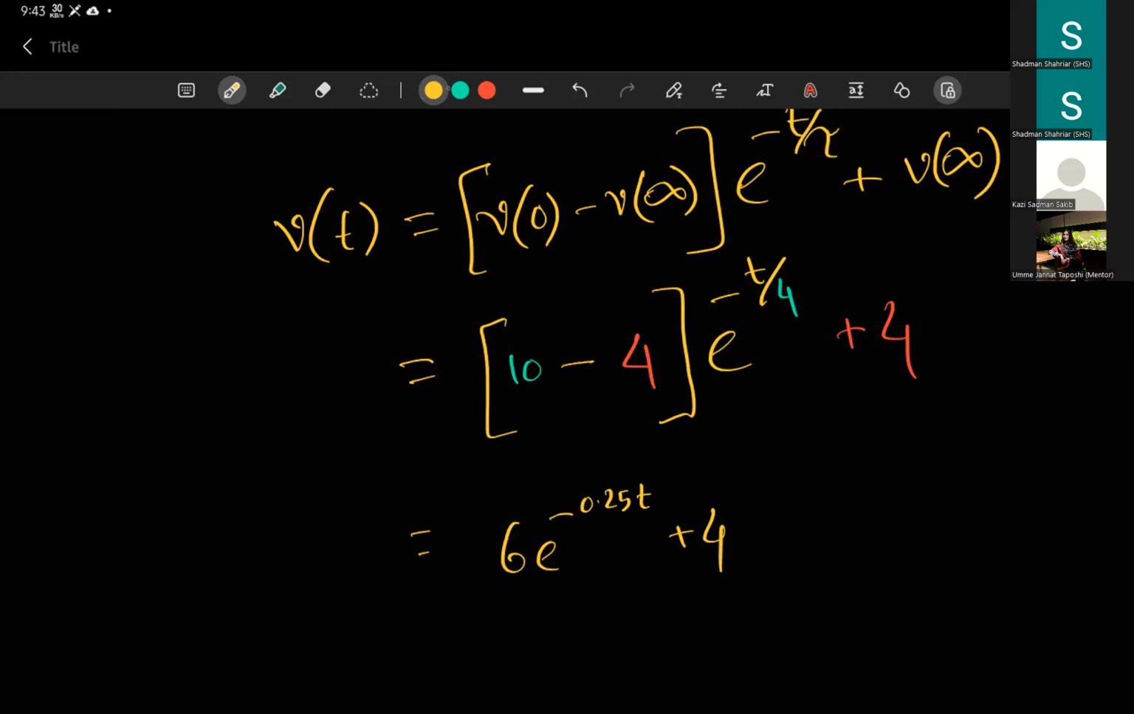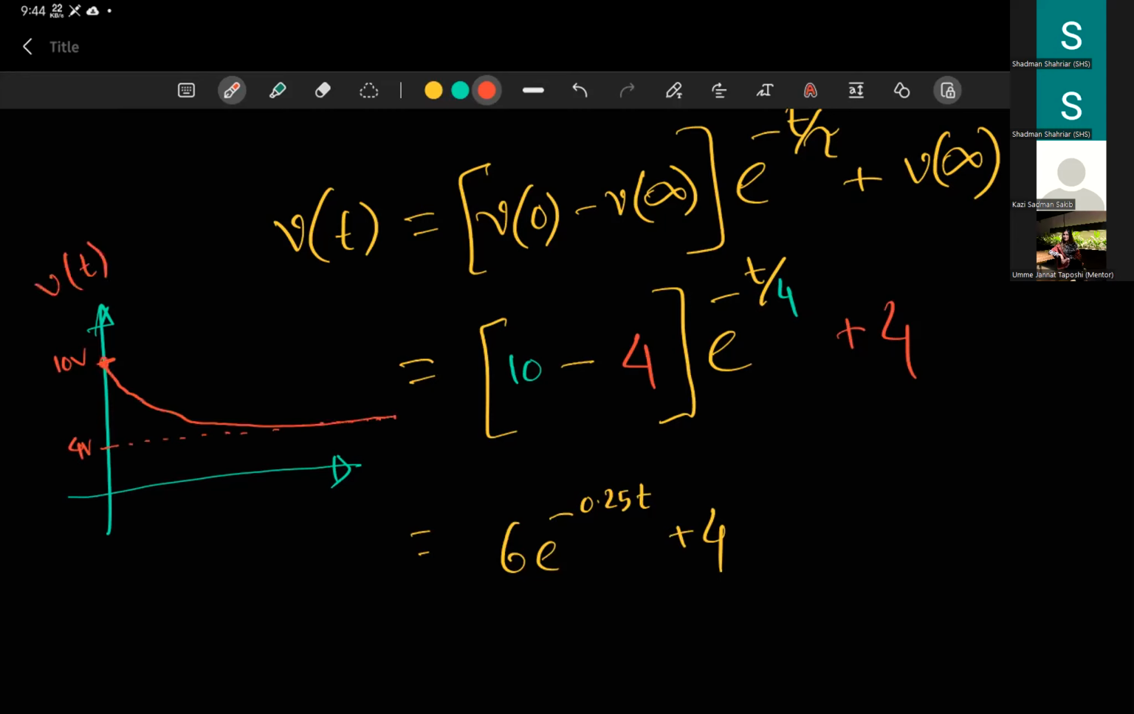Now, you may be asked to draw the voltage curve for this, or the graph of this, and that is very easy. Just look at the initial voltage and the final voltage. It should start from the initial value, which is 10 volts, and after an infinite amount of time it should reach the final value of 4 volts. So starting from 10 volts, VT should reach 4 volts.